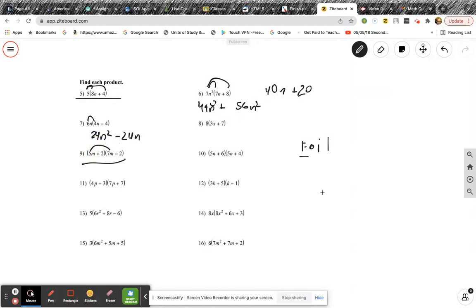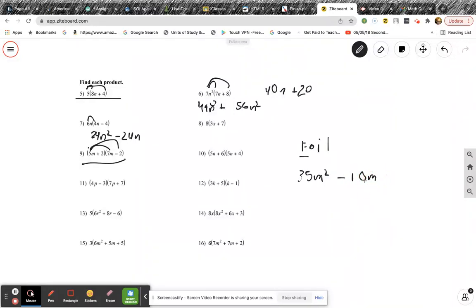So 5m times 7m is 35m squared, right? We have an m to the first and an m to the first. We add the exponent, so it's 35m squared. You're going to multiply the outer term, so that's 5m times negative 2, which is negative 10m.